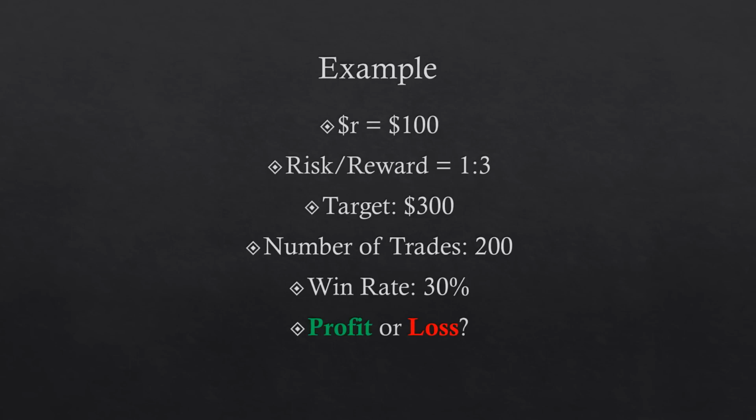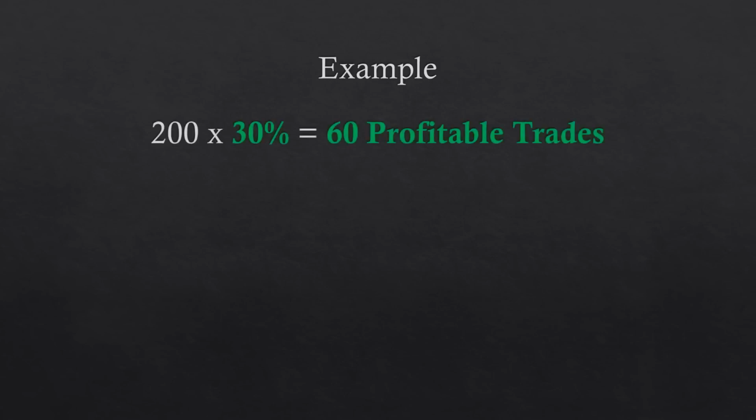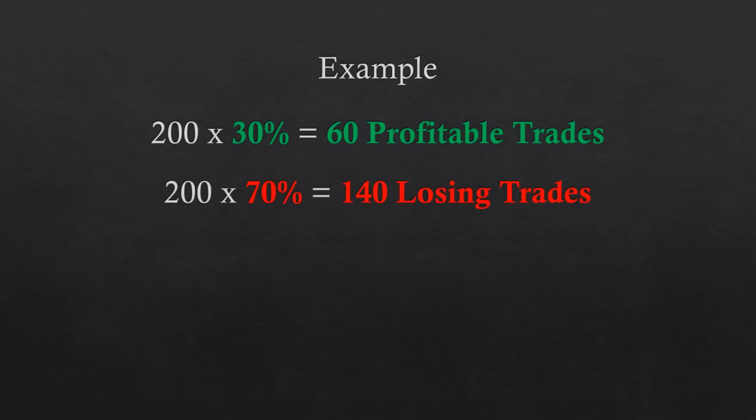For example, let's say that your dollar risk is $100 and you use a risk-reward ratio of 1-to-3, so your targets are $300. Let's also imagine that you make 200 trades and you have a win rate of 30%, which is the same as saying that you were wrong 70% of the time in your decisions. 200 trades times 30% win rate means you won 60 trades. 200 trades times 70% means you lost 140 trades. Notice how much larger the number of losing trades is in comparison to the number of winning trades.